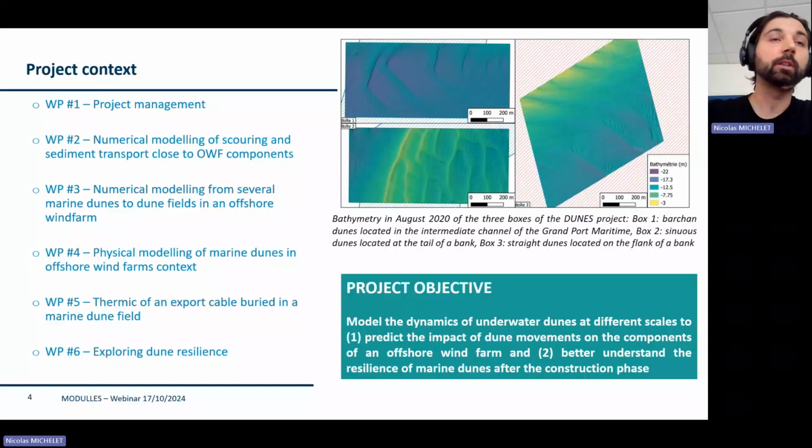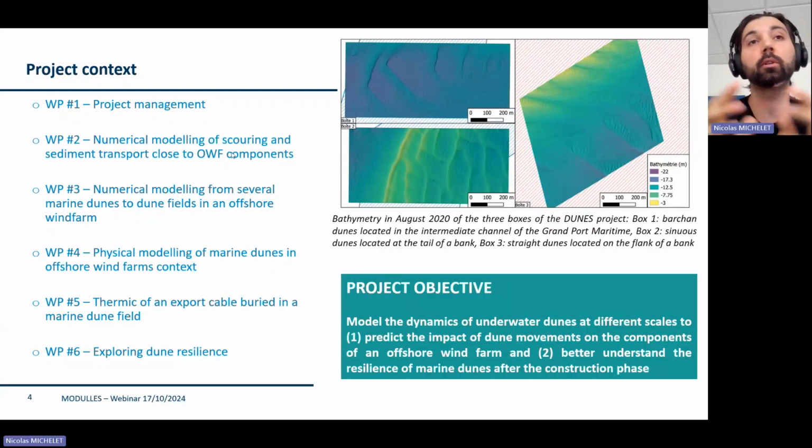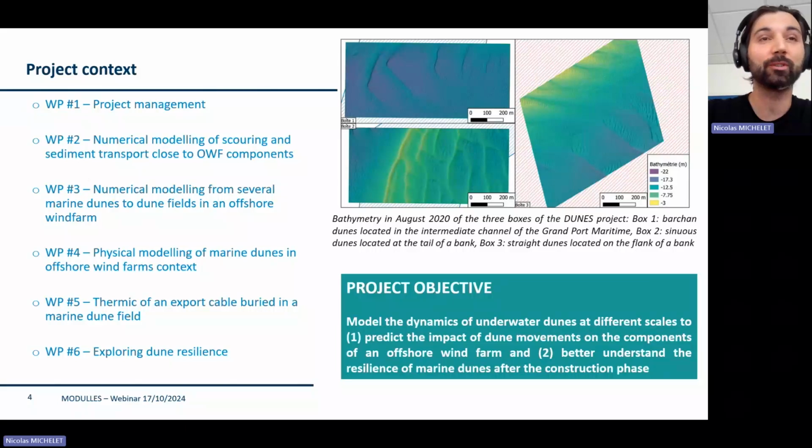To answer these objectives, the project was split into 5 scientific work packages. The first 2 work packages, 2 and 3, are numerical modeling. The first one talks about small local-scale processes, so the scouring around the wind turbine foundations. The third work package looks at a larger scale, from the dune field to the whole offshore wind farm, and the impact of the different components of the wind farm on marine dune migration.